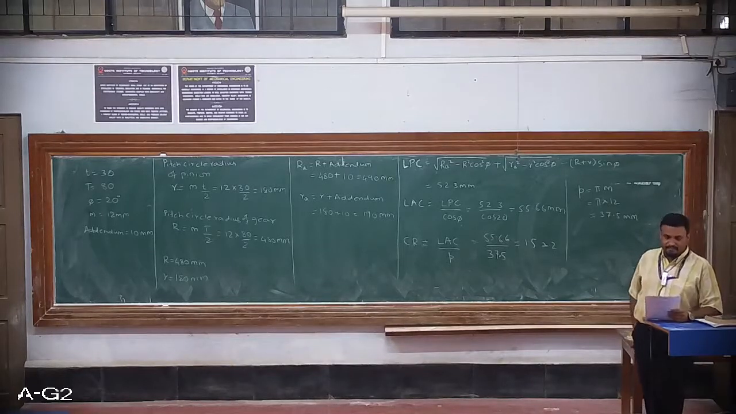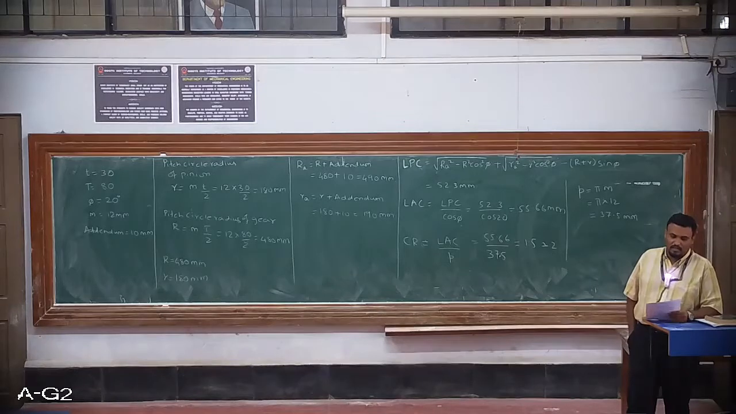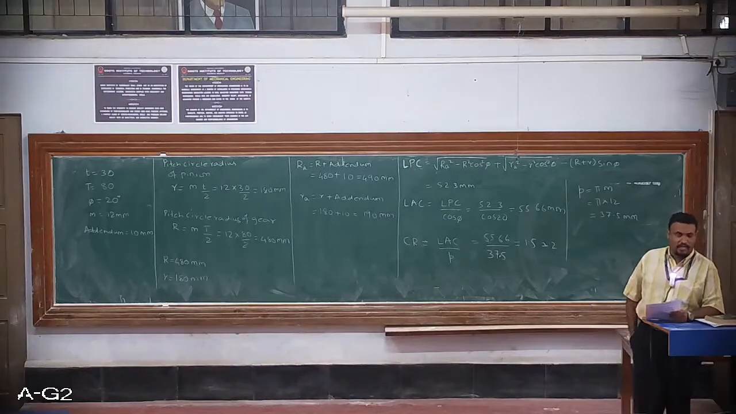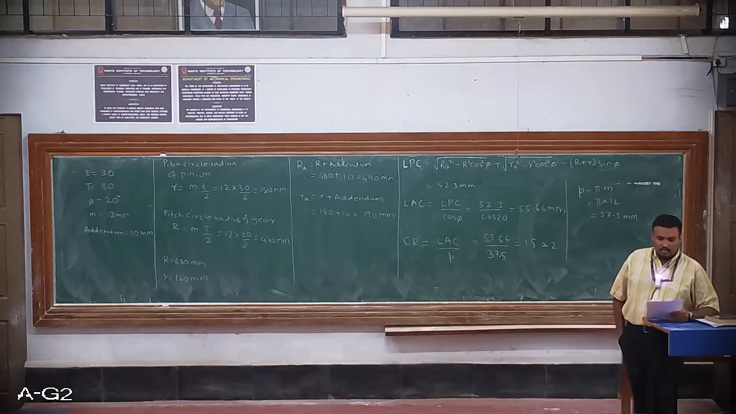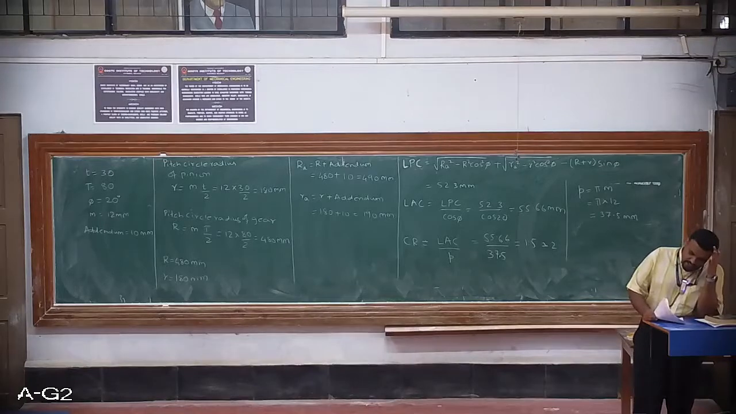Two involute gears of 20 degrees pressure angle are in mesh. The number of teeth on pinion is 20, and the gear ratio is 2.